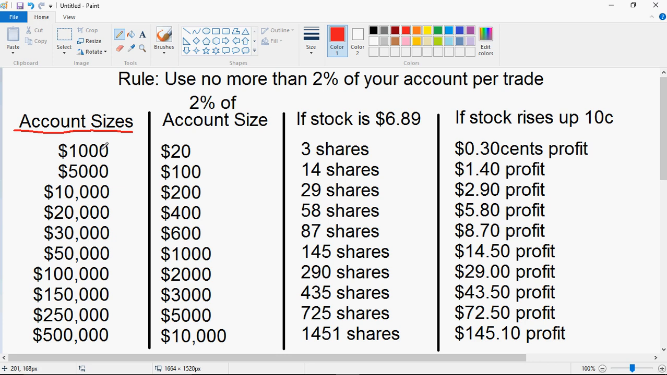You're going to lose this whole account. We done been through that. We're not going to do it that way, beginners. Use 2% of your account size. Look at this now. Let's say you buy 3 shares, and let's say it does go up in the direction you want. Only 10 cents, so it rose up to $6.99. You're only going to make 30 cents profit. You can't get rich like that.